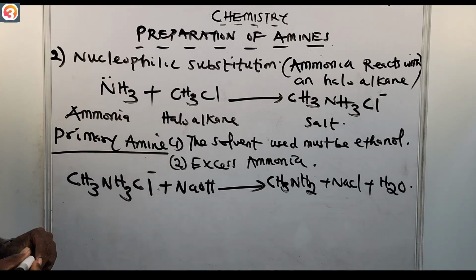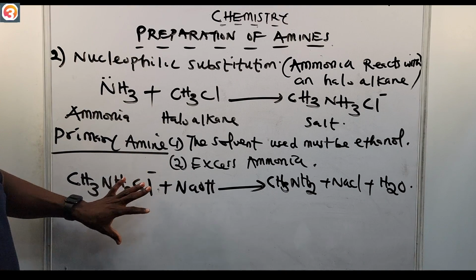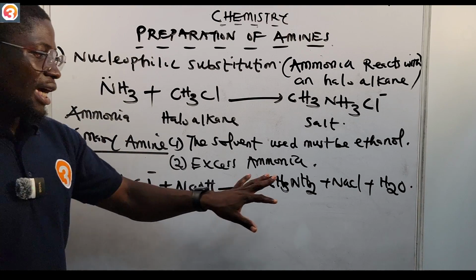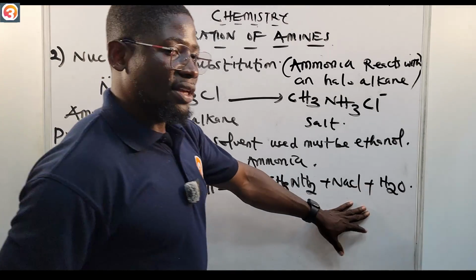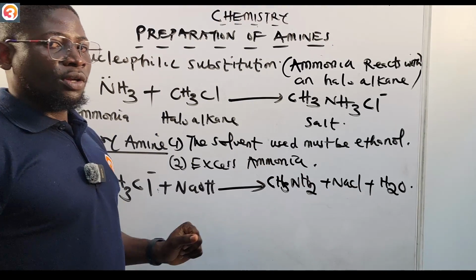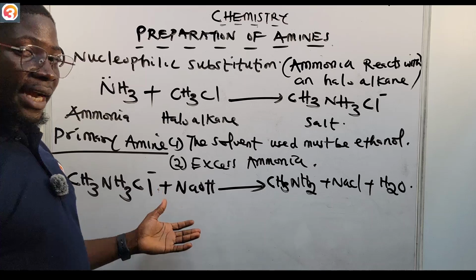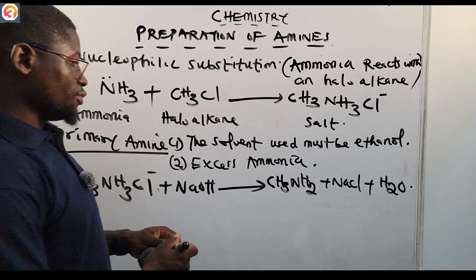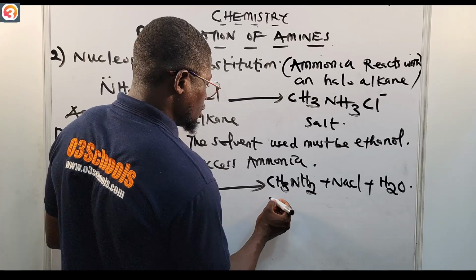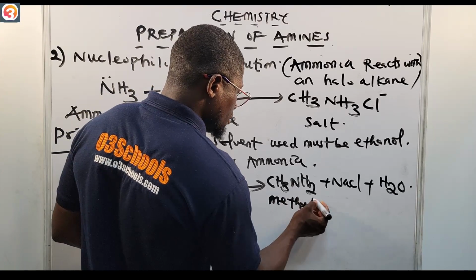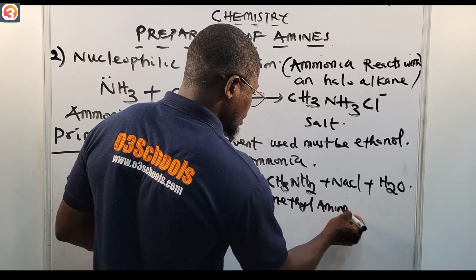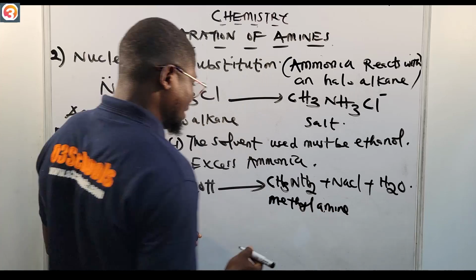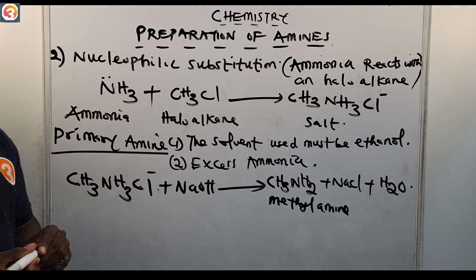So this will be the product of our reaction: a primary amine, a salt, and water as products. The name of this amine that is produced is methylamine. So it's as simple as ABC.